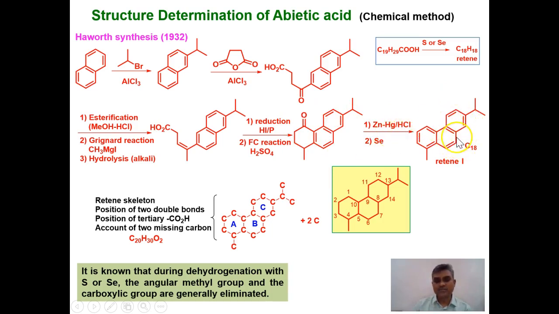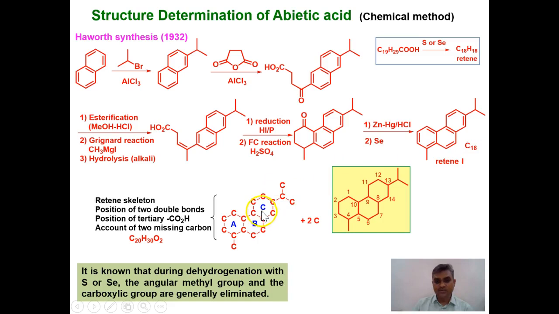So the structure of retene molecule is proved on the basis of oxidative degradation experiment as well as its synthesis by using Haworth methodology. Now this structure of retene is a very useful information in understanding the skeleton of abietic acid. From the structure of retene, we can assume that abietic acid is having a phenanthrene skeleton with the positions of methyl at 4 positions and isopropyl group at the 13 positions.